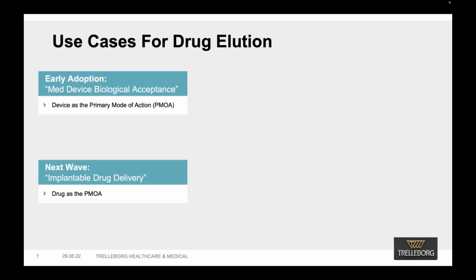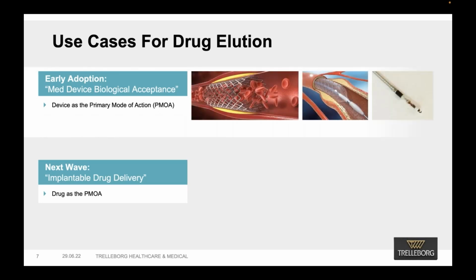So if we look at what the space is doing today, there's a couple different use cases, or at least how I bucket these. The first case, in the early stages of the use of these types of systems, I call medical device biological acceptance. This is where the device itself is actually the primary mode of action. You have examples of things like drug-eluting stents, drug-coated balloons, pacemaking leads with a steroidal collar.